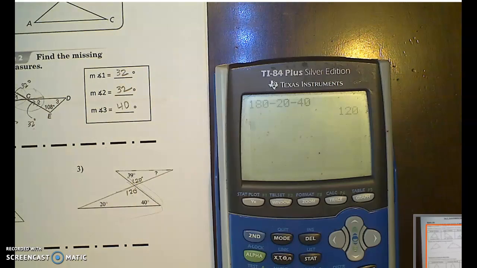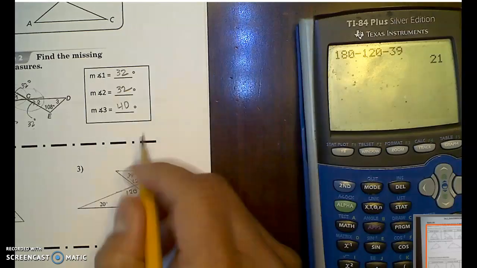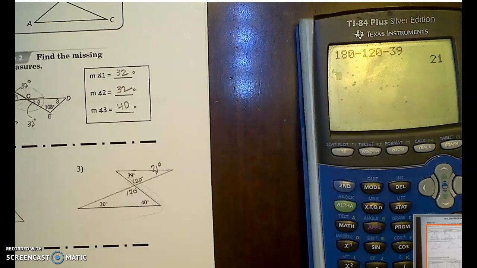So to find the measure of this missing angle, we're going to take 180 minus 120 minus 39, and that equals 21. So we got that angle to measure 21 degrees.